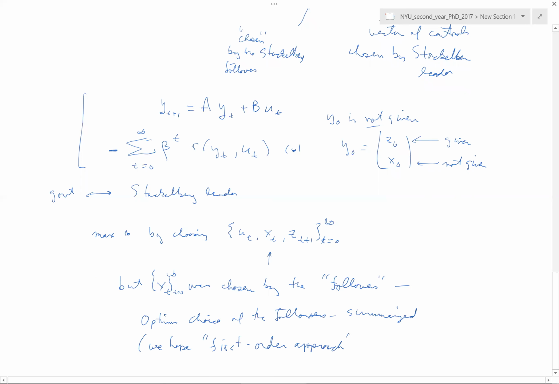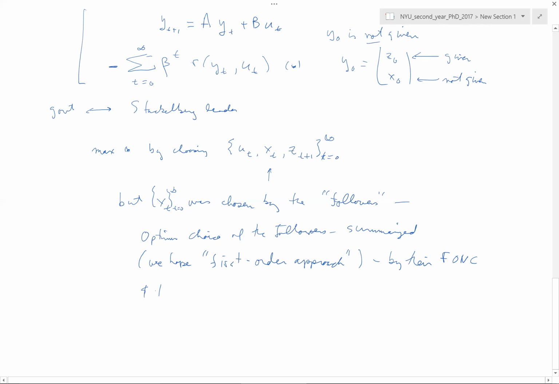It's completely summarized by their first order necessary conditions, and these are the second block of our original equations. So the Stackelberg leader is constrained by those Euler equations. It just can't push xt around anywhere. But it can move xt around in a variety of ways that respect those Euler equations.